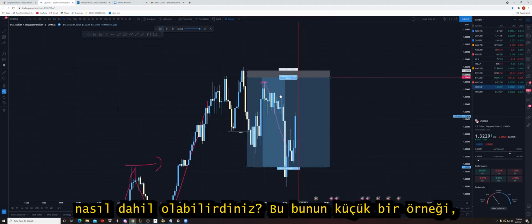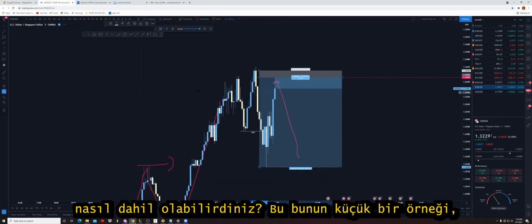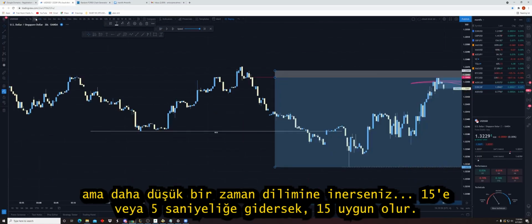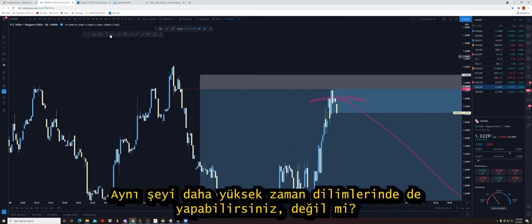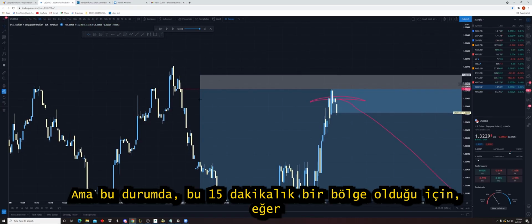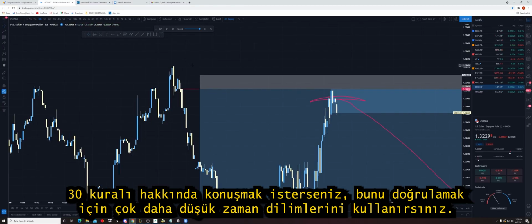This is a small example of it, but you get down to a lower time frame. We go and watch it on a 15 or a 5 second. So 15 would be fine. Again, you don't have to be on such low time frames. You can do the same thing on the higher time frames, right? But in this case, because it's a 15-minute zone, we have to, if you want to talk about the rule of 30, use the much lower time frames to confirm it.